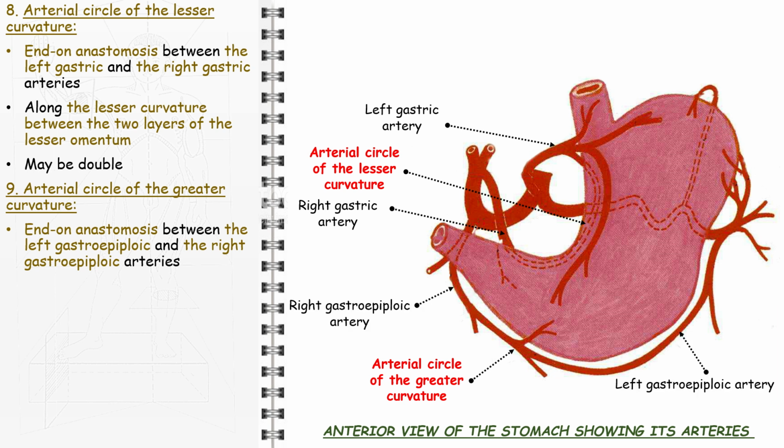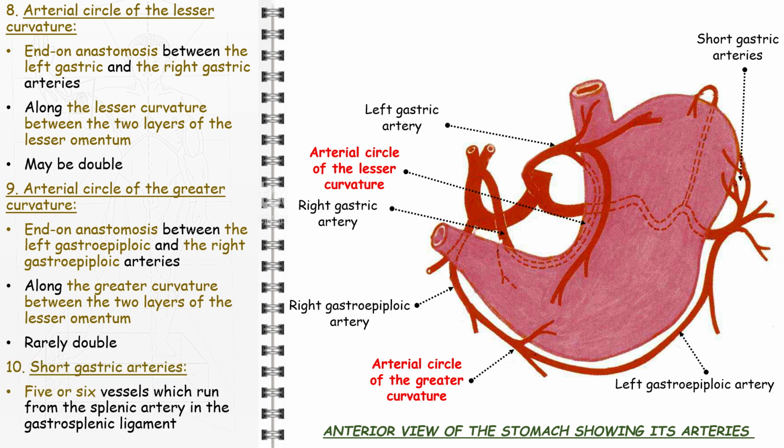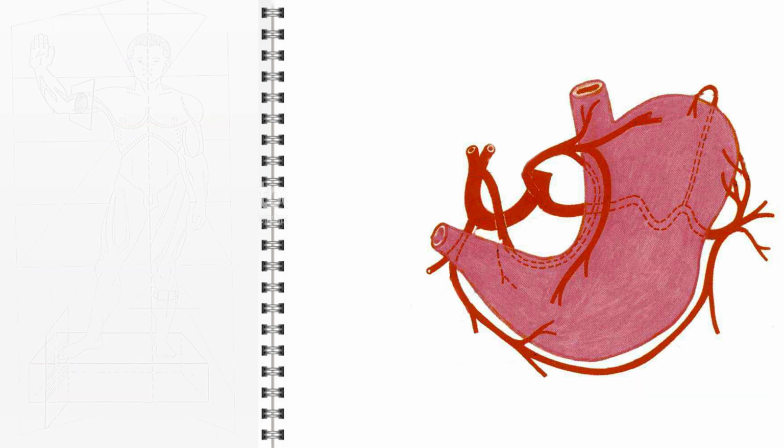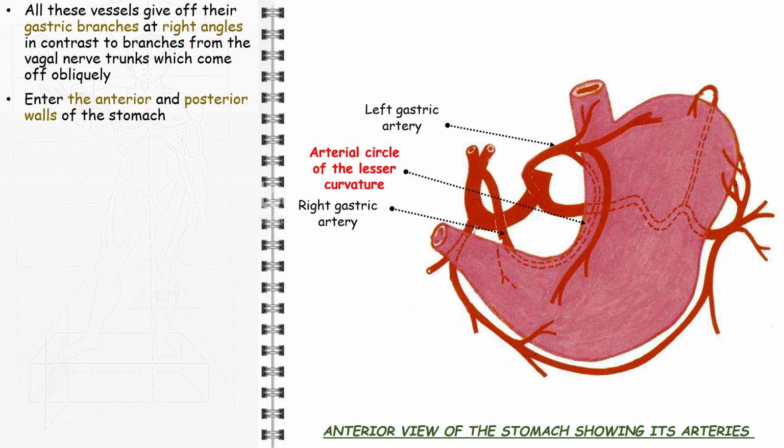It runs along the greater curvature between the two layers of the lesser omentum. It is rarely double. The short gastric arteries are 5 or 6 vessels which run from the splenic artery in the gastrosplenic ligament. All these vessels give off their gastric branches at right angles, in contrast to branches from the vagal nerve trunks which come off obliquely. They enter the anterior and posterior walls of the stomach.